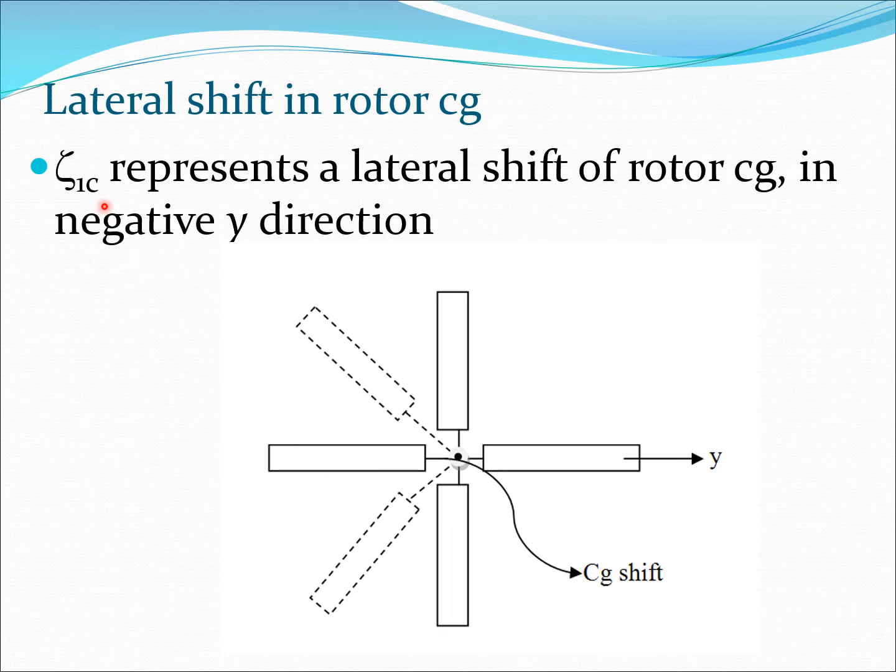Now if we look at zeta 1c, in the case of zeta 1c, there is a lateral shift in the rotor CG in the negative y direction. So essentially two blades are here, the remaining two blades don't change, and therefore the rotor CG has gone through a lateral shift. So this is important.